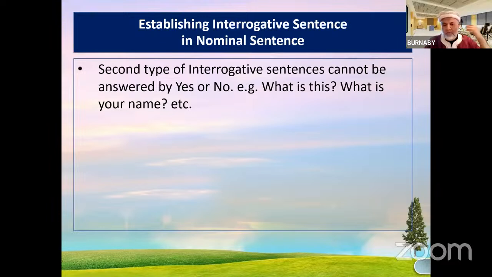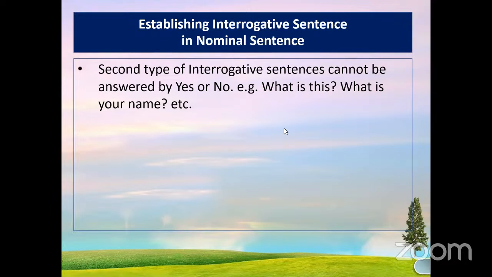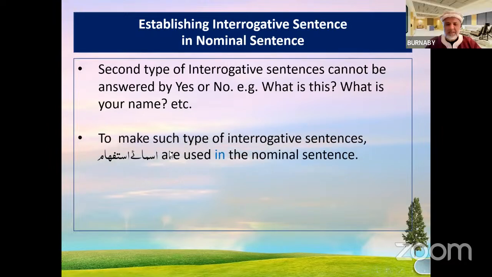Okay. So far, so good. One type of question you can answer by simply yes and no. And for those kinds of questions, you have huruf istifham, the a and the hal. Okay, the answer is naam or la. But then the second type, you cannot answer by yes or no. You have to give some sort of answer. And the example is, what is this? What is your name? If I say, what is your name, can you say yes? No. Okay, good. To make such types of interrogative sentences, asma istifham are used.